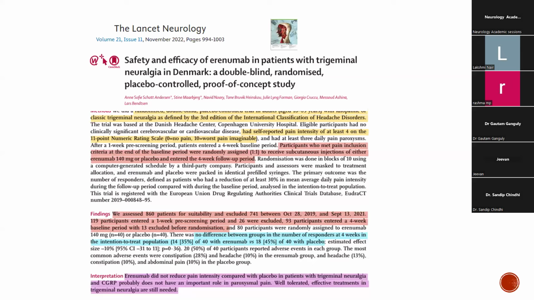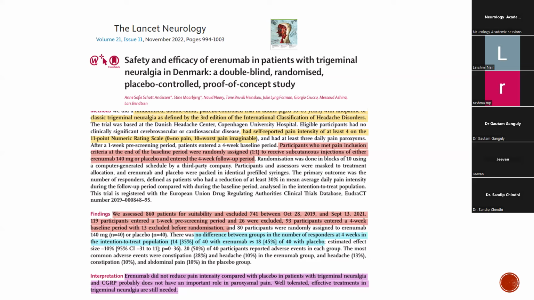They included a total of 119 participants, and 93 participants entered a 4-week baseline period, with 13 excluded after randomization. They found that there was no difference between the groups in the number of responders at 4 weeks in the intention to treat population, 40 with erenumab versus 80. They concluded that erenumab did not reduce pain intensity compared with placebo in patients with trigeminal neuralgia.